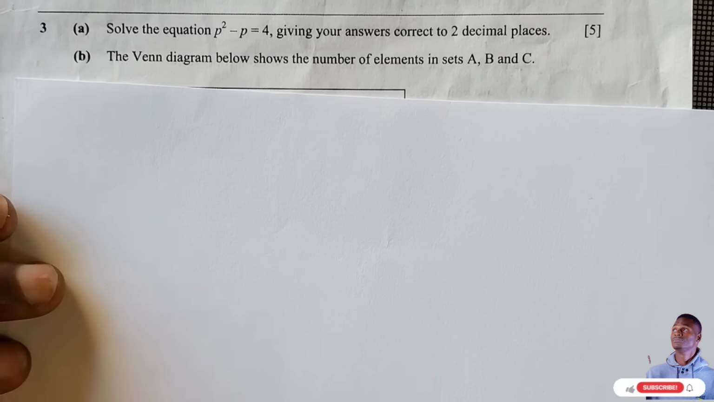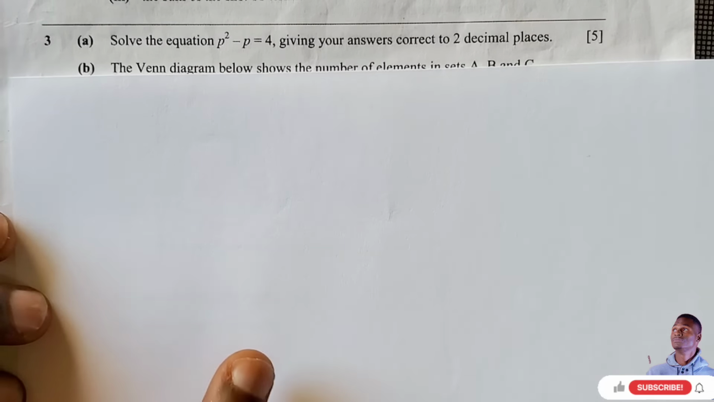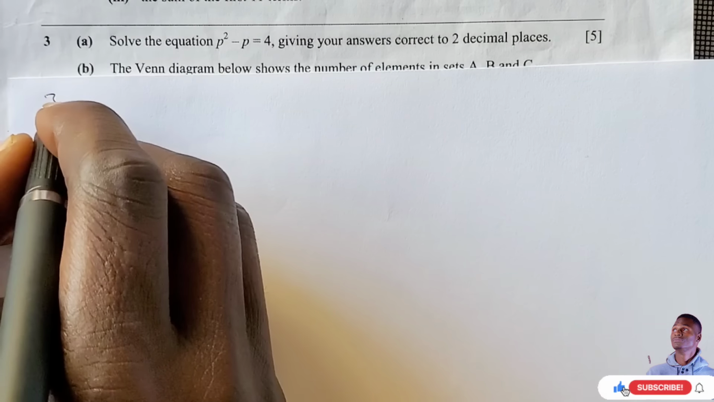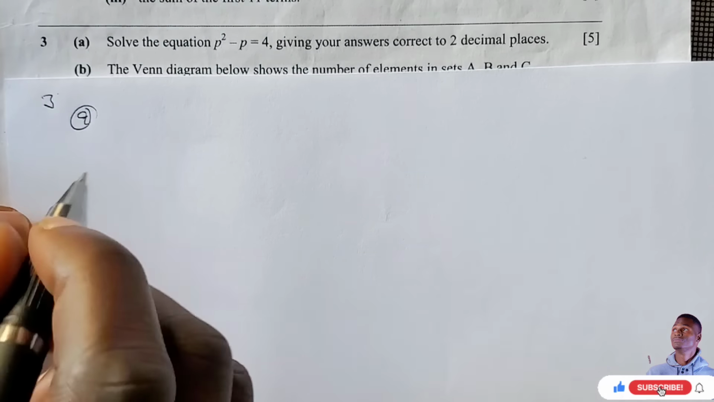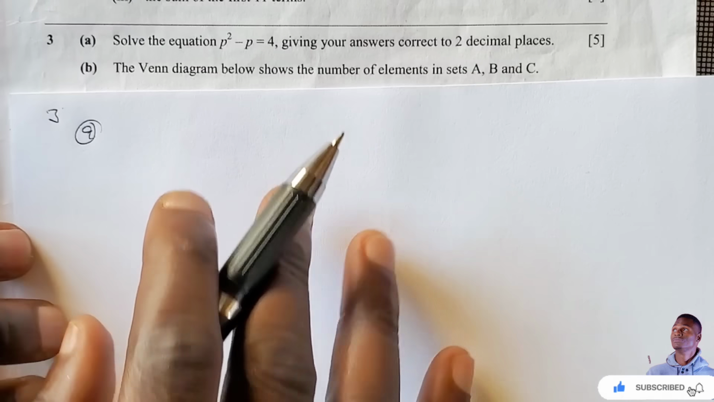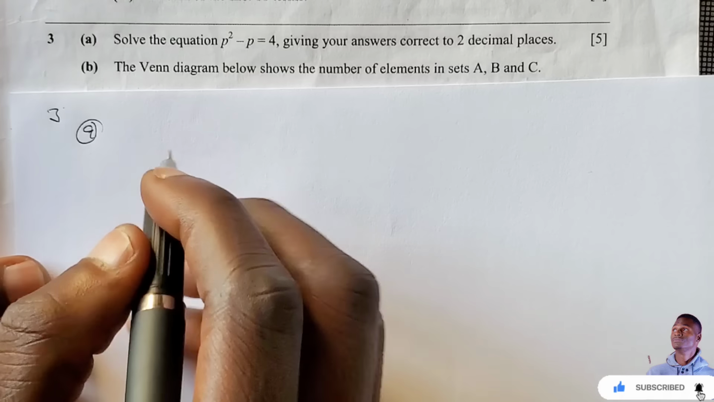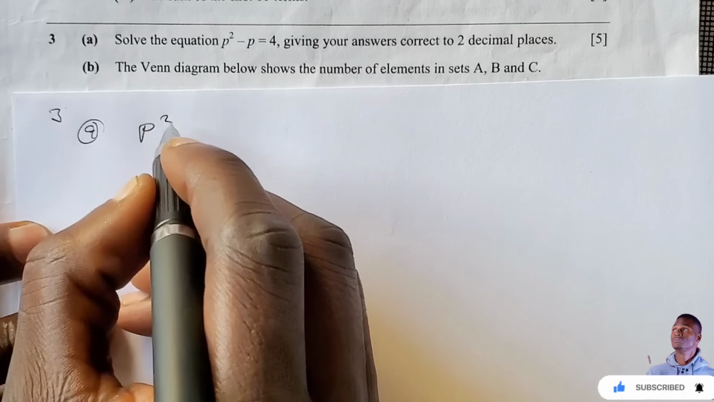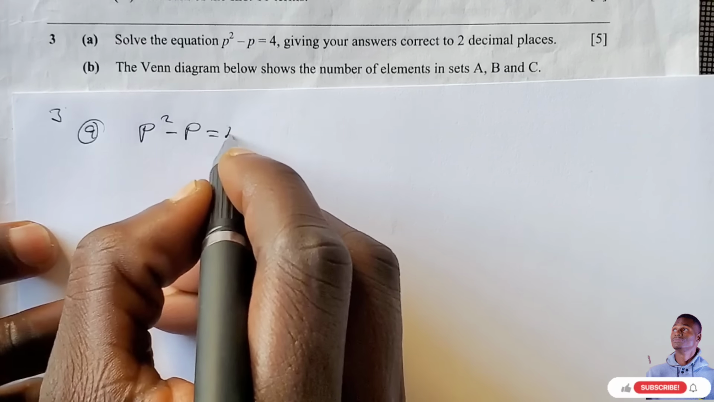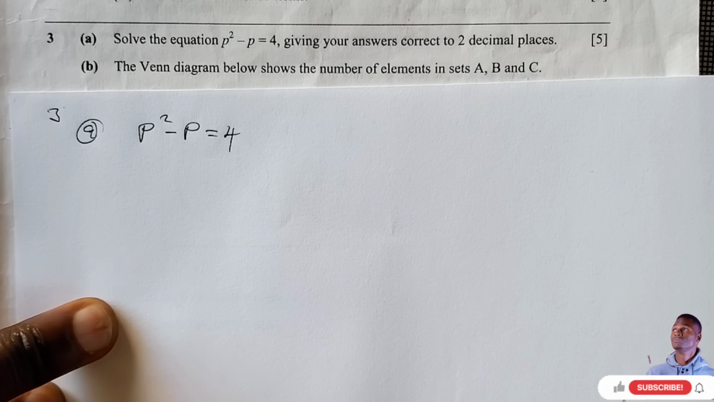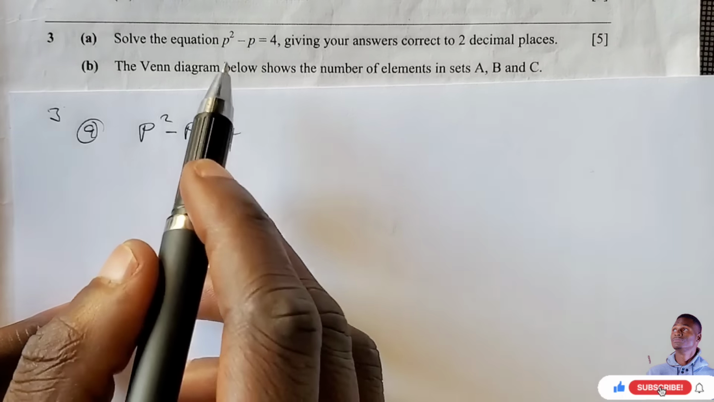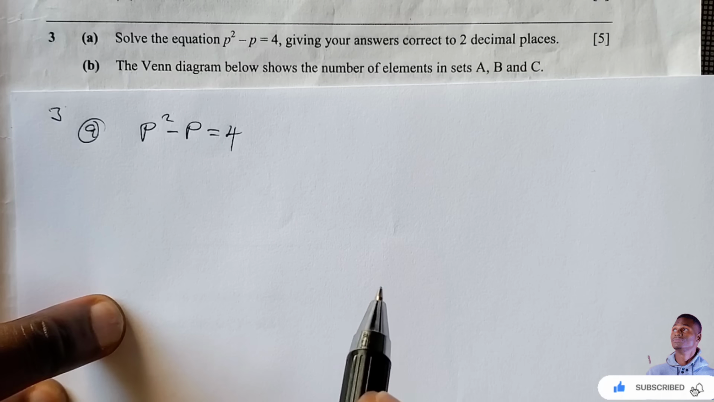So the third question, question 3a, we are asked to solve the quadratic equation. Just write the equation as p squared minus p is equals to 4. Just because you are used to x doesn't mean that this can't be solved differently.